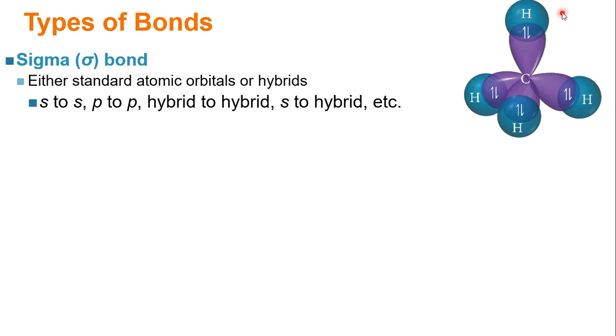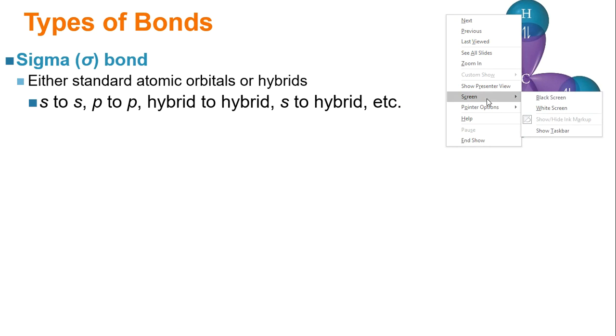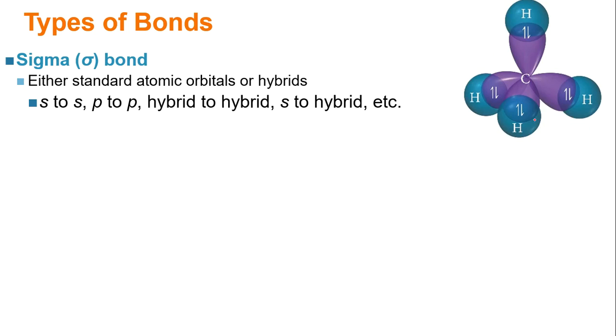Okay. So here's an example of sigma bonds. Here's an S overlapping with a hybrid. This would be an example of a sigma bond. And again, if I were to draw that bond from the Lewis theory, it's just a single regular old bond that looks like that, right? So here's our sigma bond.